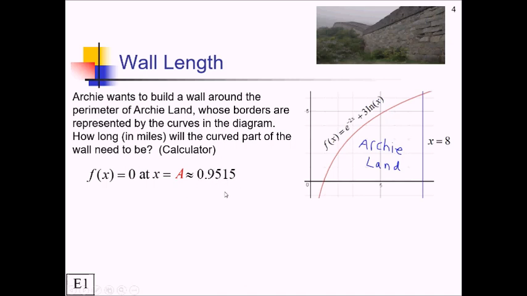So now we can take an integral from A to 8. We still need to figure out what we're integrating, though. We're going to need the derivative, dy over dx. So let me figure out what that is.